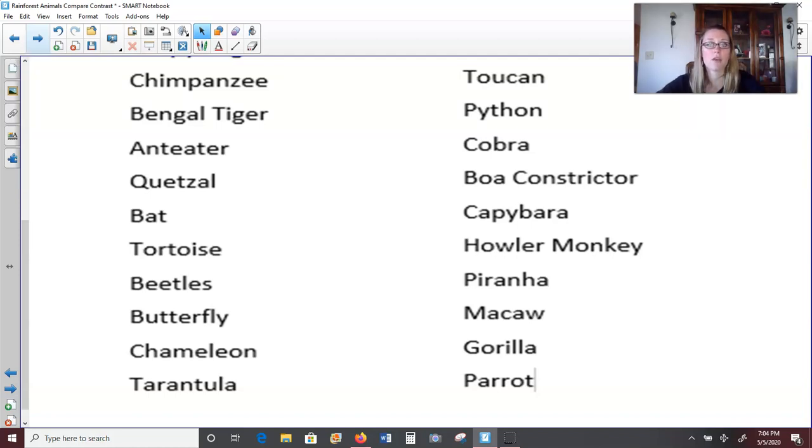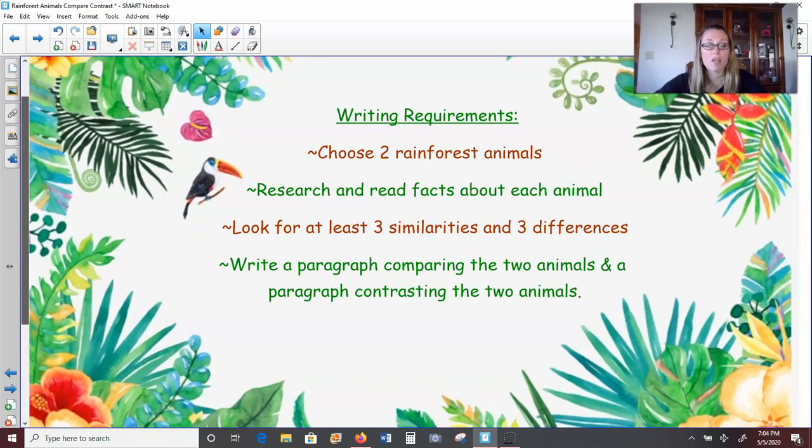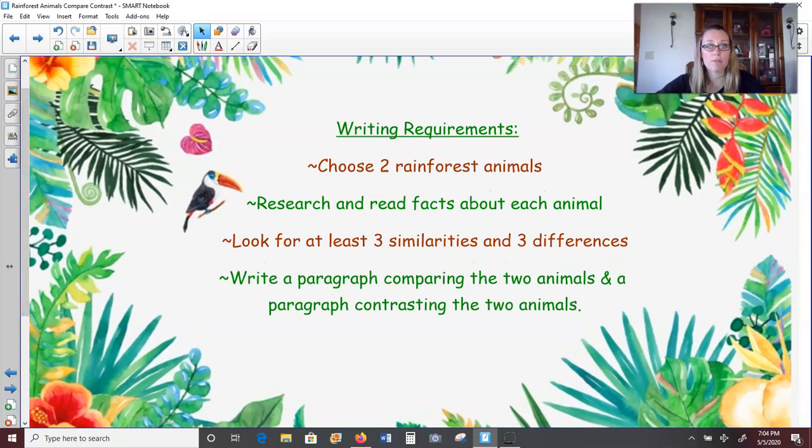Once you have two animals selected, you're going to want to start taking some notes. And here are some requirements for the writing. So we need to choose two rainforest animals, although I encourage you to read about many different animals and then pick two that you find to be most interesting to write about.